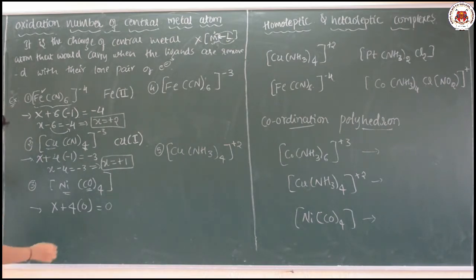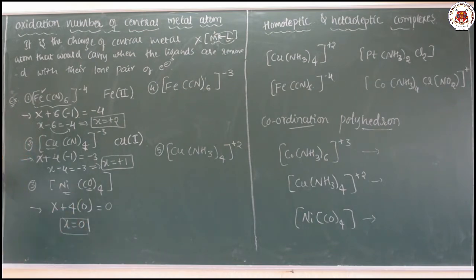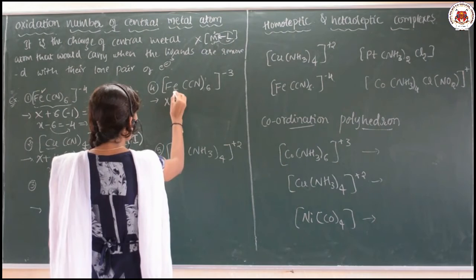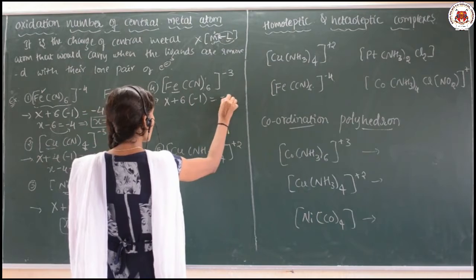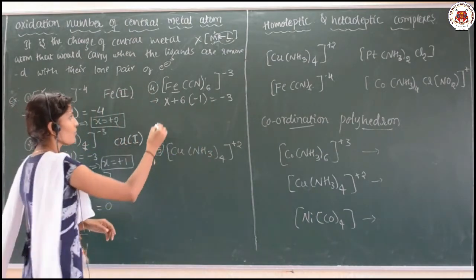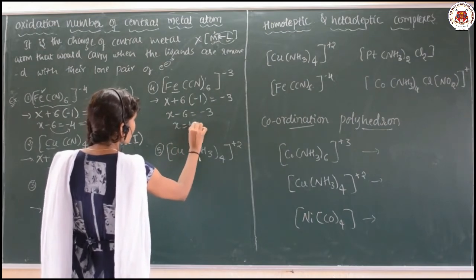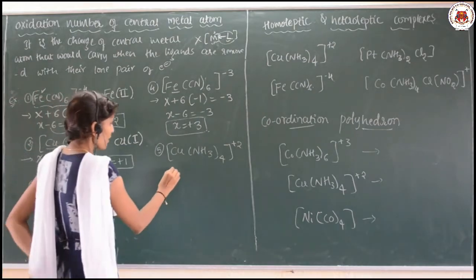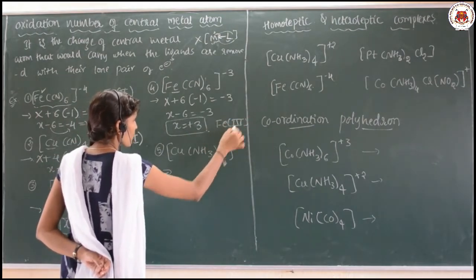So what happens here? X is equal to 0. So the nickel oxidation state, the oxidation number, will be 0 itself. So next, here Fe I need to calculate: +6, CN means -1 you can take, which is equal to -3, and then X is equal to +3, okay. And then here Fe can be written like this, okay.